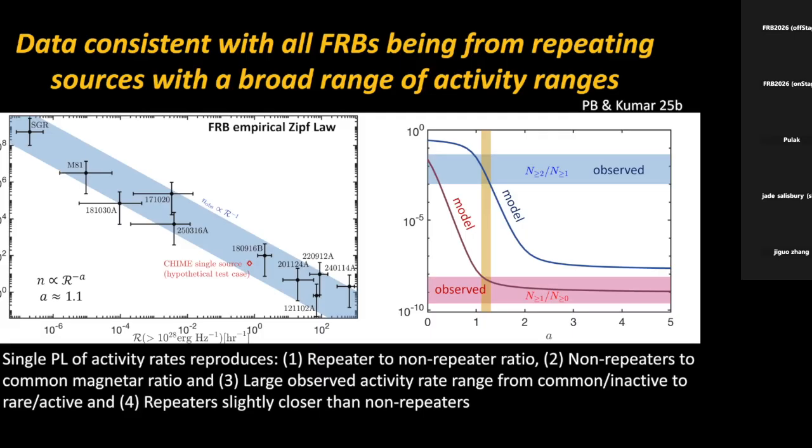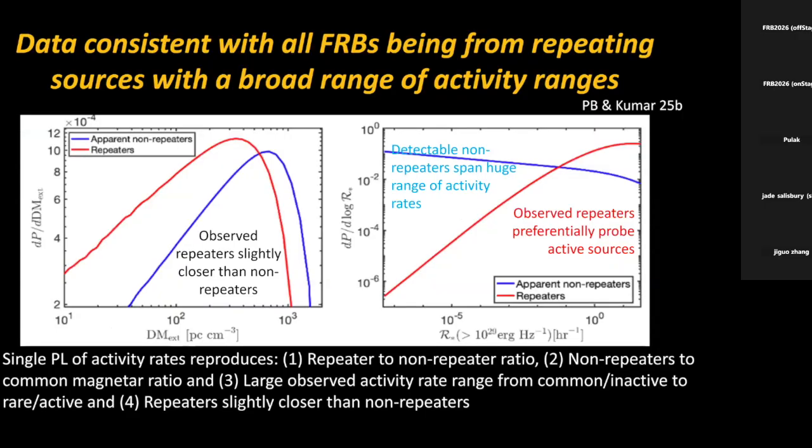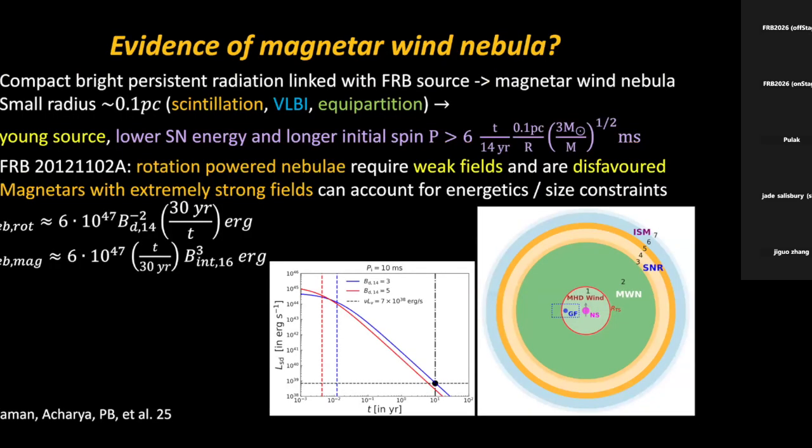And as it turns out, when you plug this into a calculation of expected rates and so on, you can reproduce all these different quantities that we see in terms of the ratio of repeaters to non-repeaters, overall number of sources, the detected volume, etc. Distance differences between repeaters and non-repeaters, repeaters will be slightly closer than non-repeaters, and so on. So two quick things before I move to the second part, because I know I don't have much time.